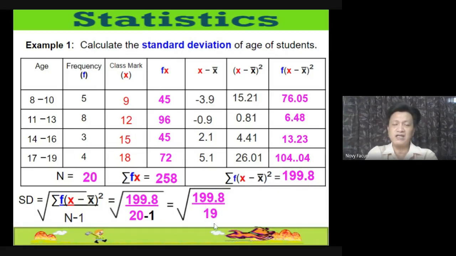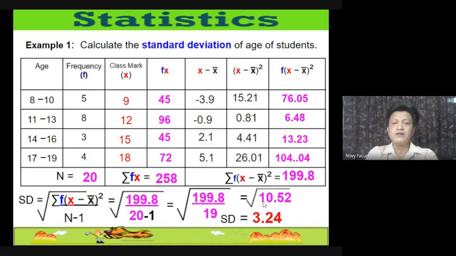Okay, kailangan muna natin i-divide before you get the square root. Kaya nga that will become square root of 10.52. Okay, so nanggaling yung 10.52, yun yung 199.8 divided by 19. Kaya nga kapag kinuha natin yung square root ni 10.52, ang standard deviation ngayon natin ay 3.24. Kung mapapansin ninyo, yung 10.52 kanina ay yun po yung sagot natin doon sa variance. Kaya nga kung makokompare ninyo, ini-square root lang natin yung sagot doon to make the standard deviation.